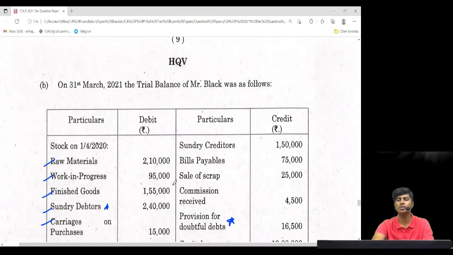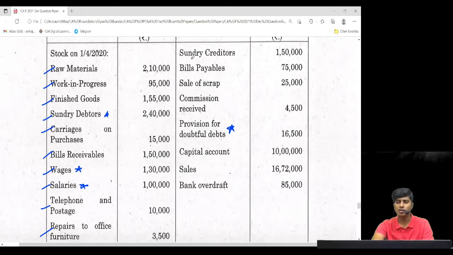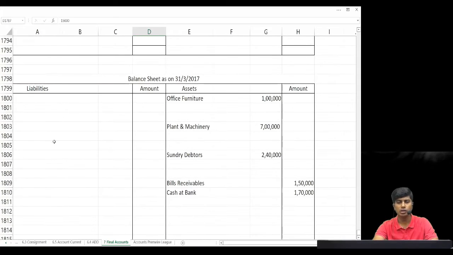Hey, we're done with trading account. Sorry, trial balance debit side. Now come to credit side. Sundry creditors 1 lakh 50. Where do we write? Balance sheet liability 1 lakh 50. Cool. Let's write balance sheet on the liability side.